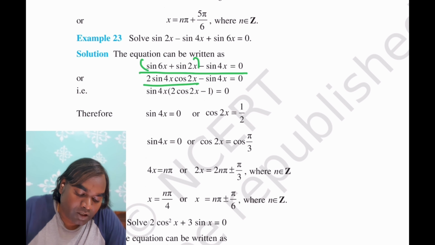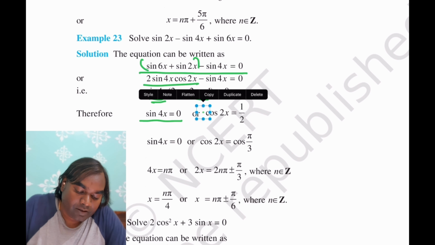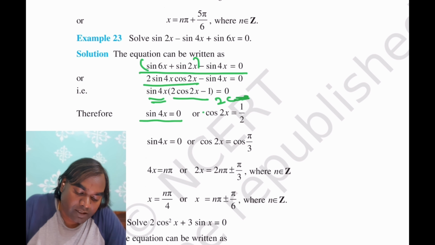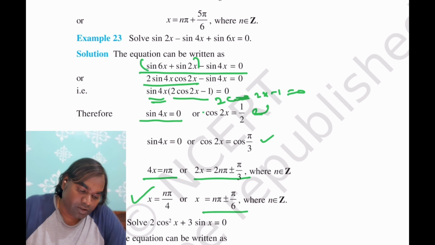So we'll take out the common factor sin 4x, and what remains is 2 cos 2x minus 1. Either sin 4x is equal to 0 or 2 cos 2x minus 1 is equal to 0. This will give cos 2x is equal to 1 by 2. That means cos 2x is equal to cos pi by 3. So either 4x is equal to n pi or 2x is equal to 2n pi plus minus pi by 3. So x is equal to n pi by 4 or x is equal to n pi plus minus pi by 6. So this is the solution.